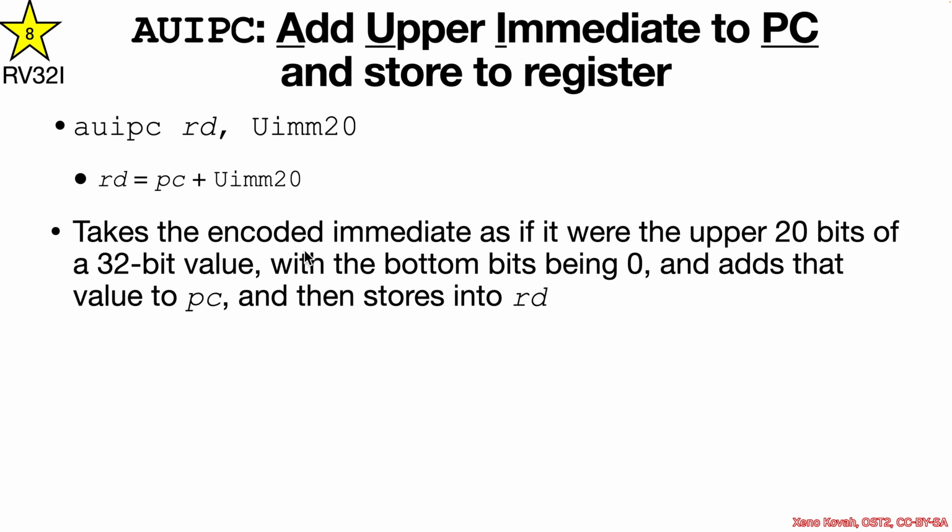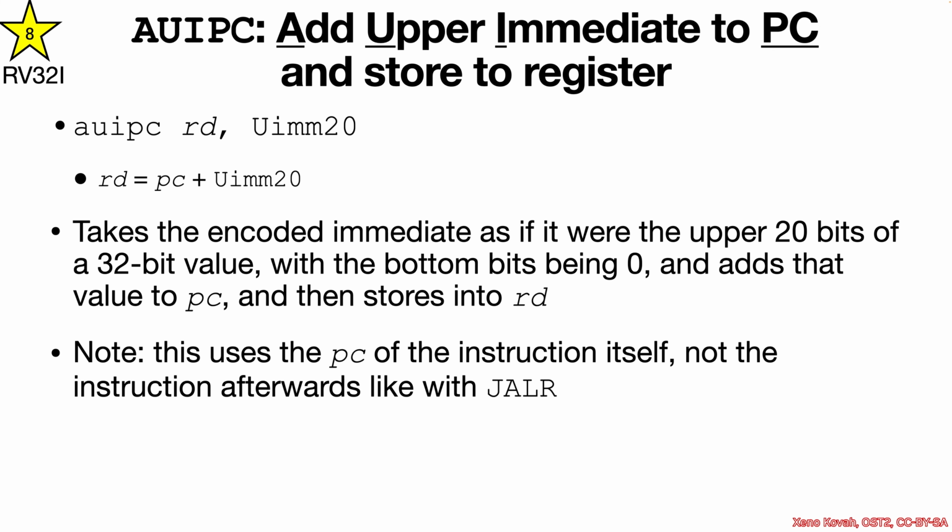I just said that it takes the encoded immediate as if it were the upper 20 bits of a 32-bit value, with the bottom 12 bits being assumed to be 0, and it adds that to the program counter and stores it into RD. Now I want to point out that the PC value here is the value of PC at the time that it's pointing at the WePC instruction to execute. So unlike JAL that we saw before, it is going to have the PC of the instruction itself, not the PC plus 4 of the next assembly instruction.